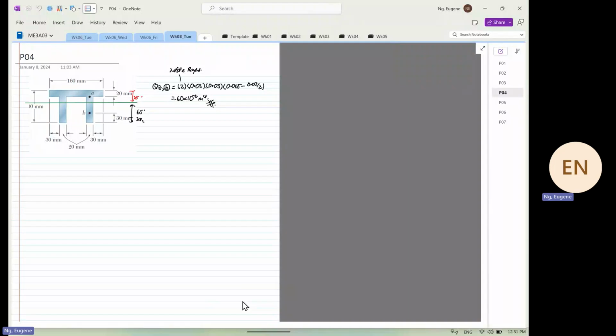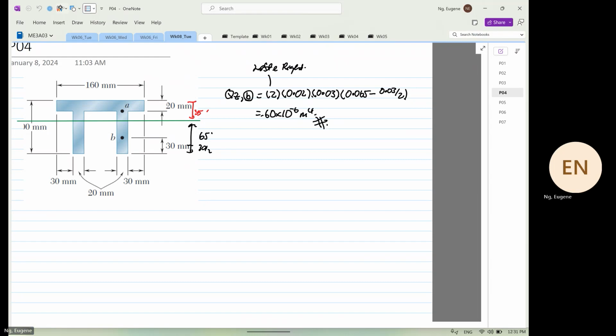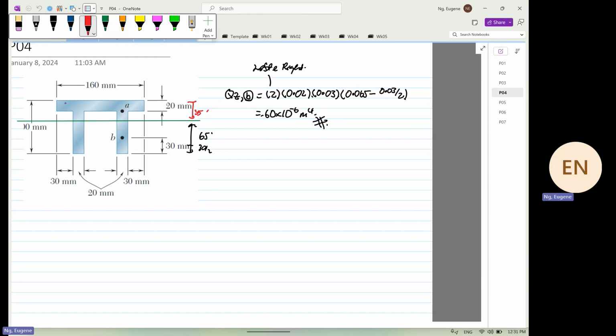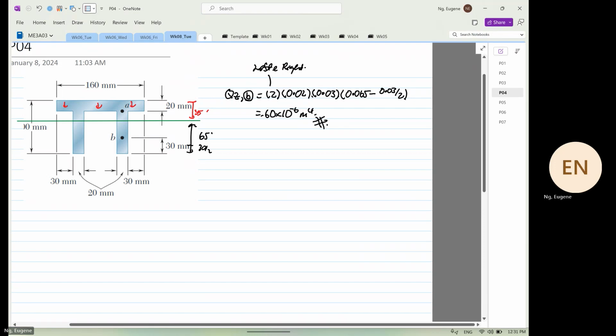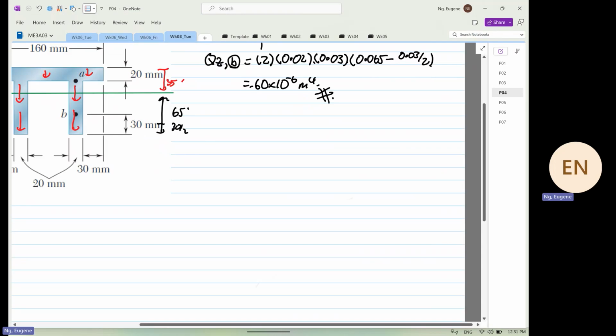So before the break, we looked at how to find the first moment of area at point B over here. Okay. So if I'm going to sketch a shear flow, it's going to come down here, and then it's going left and right. And we want to find the shear stress at point B.